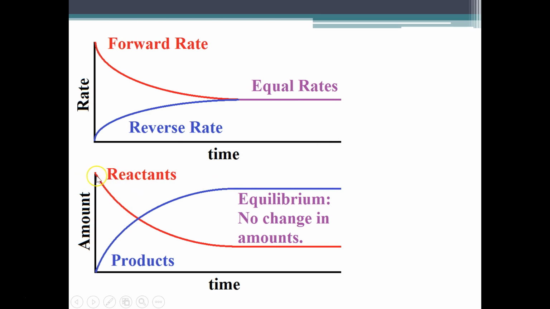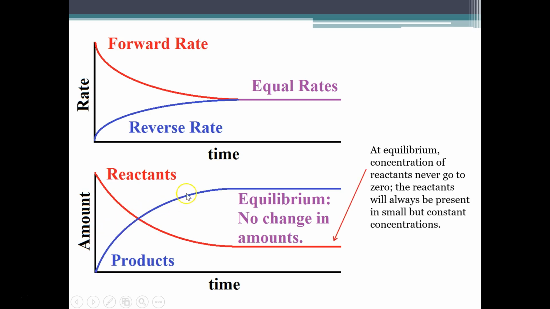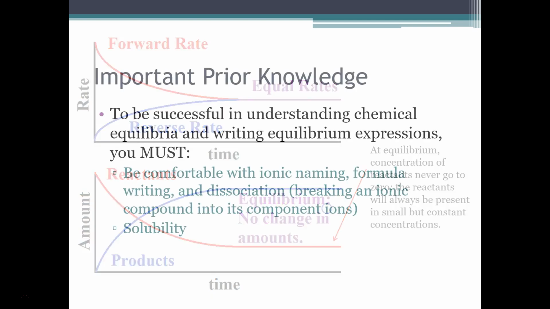We can also look at a plot of the amount of reactant and product over time. Initially, we have all reactants and no products. As time progresses, reactants are consumed and products are produced, and they'll continue to be consumed and produced until the concentrations steady out. That means that at equilibrium, you'll never have an amount of reactants equaling 0. You could have really tiny amounts of reactants remaining, but it'll never go to 0 because you're always going to need some reactants to form products.